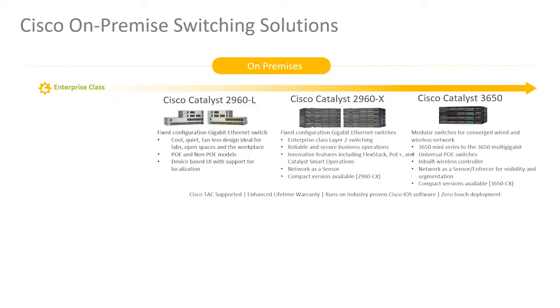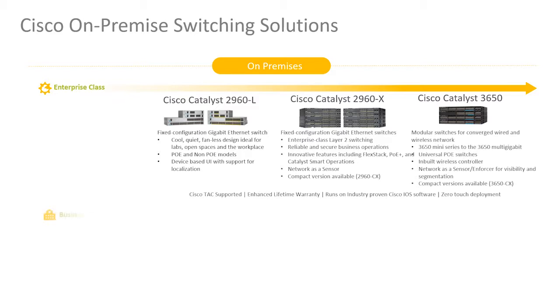The 2960L offers zero-touch deployment, quiet operations perfect for open workspaces, power to your IP phones with PoE, and a device-based UI with support for localization. The 2960X XR series provides innovative features, including FlexStack, PoE+, and Catalyst Smart Operations. The network has a sensor capability, giving administrators the ability to detect security attacks as they happen. And finally, there is a compact version available, the 2960CX, which offers a smaller physical footprint.